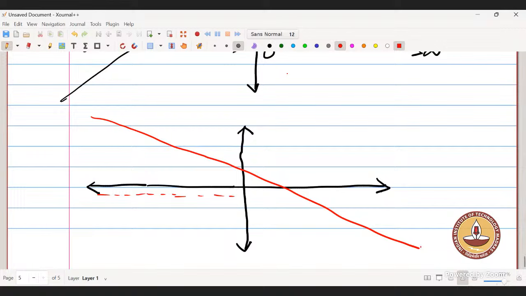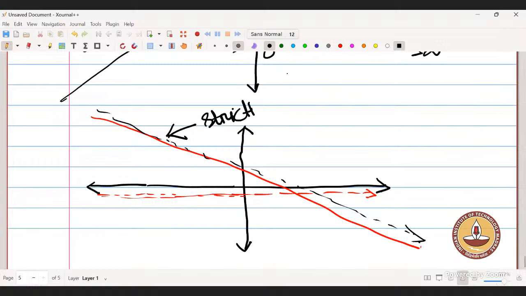As you can see, if you are increasing the value in the domain, then the value of the function is coming down straightly. So that's why this is the graph of a strictly decreasing function. And once you know this is strictly decreasing, then you can say that this is a 1-1 function. Any doubt till now?